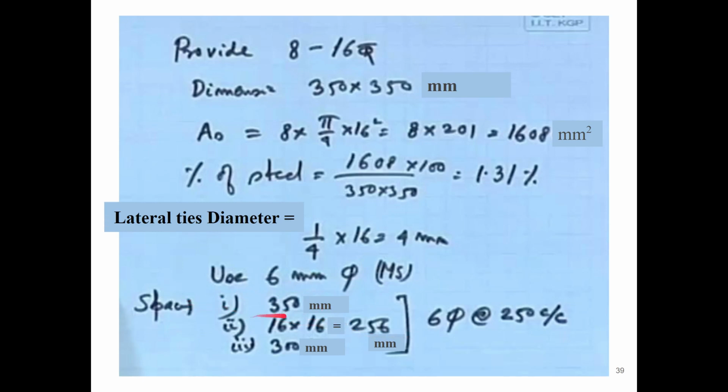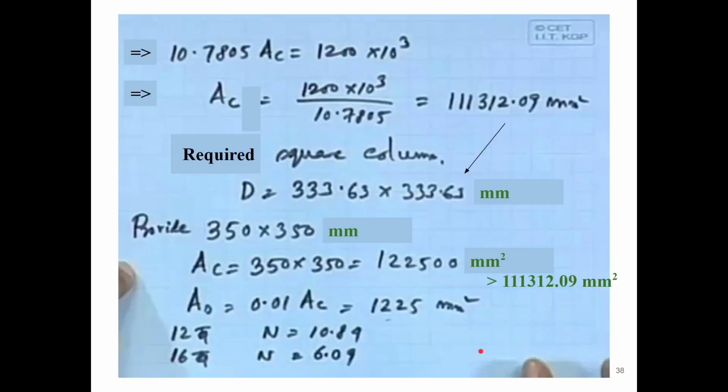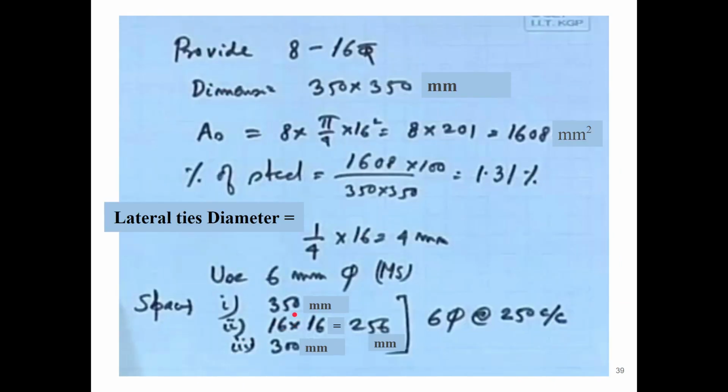The minimum of the least lateral dimension of the section, which in this case is 350, 16 times the diameter of the longitudinal bar, which is 16, so 16 into 16 is 256, and the third is, I think, 300, right? Yeah, so 300. So it should be the minimum of 350, 256 and 300 millimeters, okay. So that means it should be 256, right?